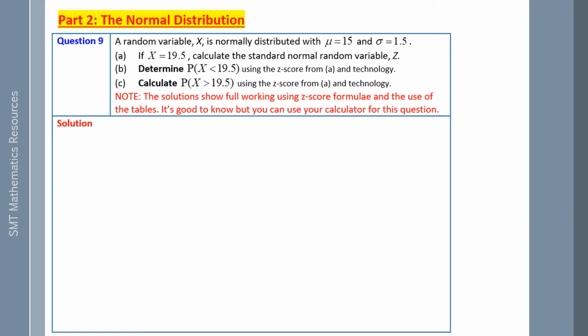Part 2, the normal distribution. A random variable x is normally distributed with the mean of 15 and a standard deviation of 1.5. If x is 19.5, calculate the standard normal random variable z.